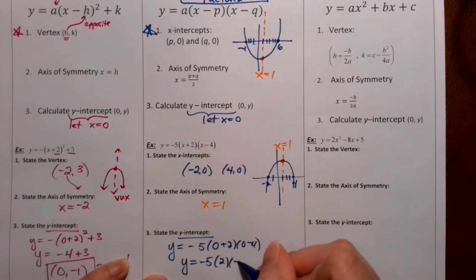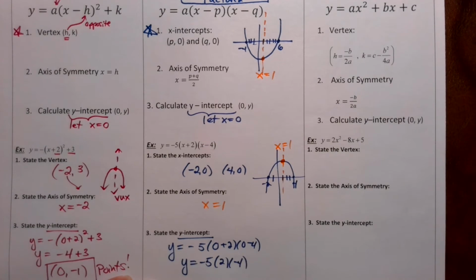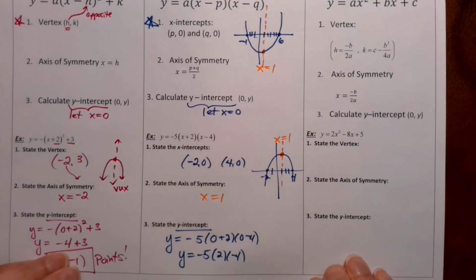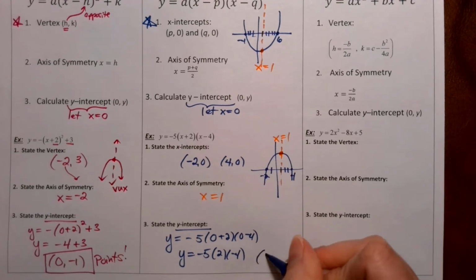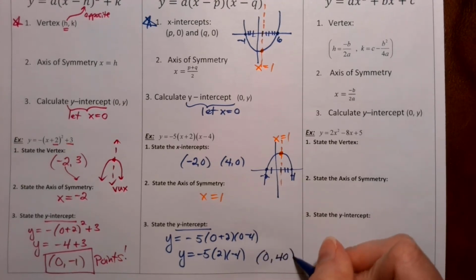-5 times 2 times -4, negative is positive, so the y-intercept is, don't forget to say 0, 40.